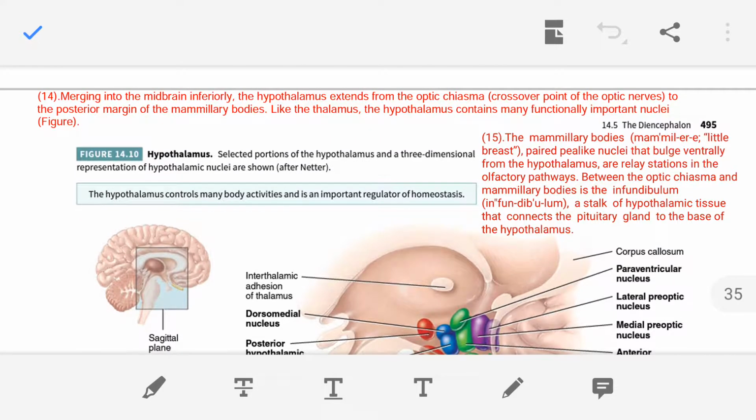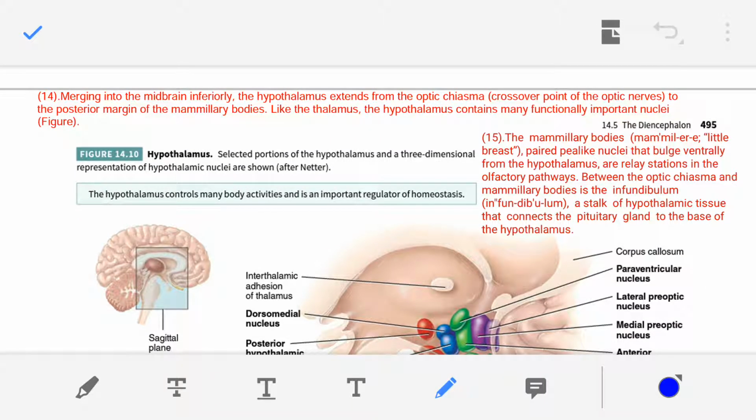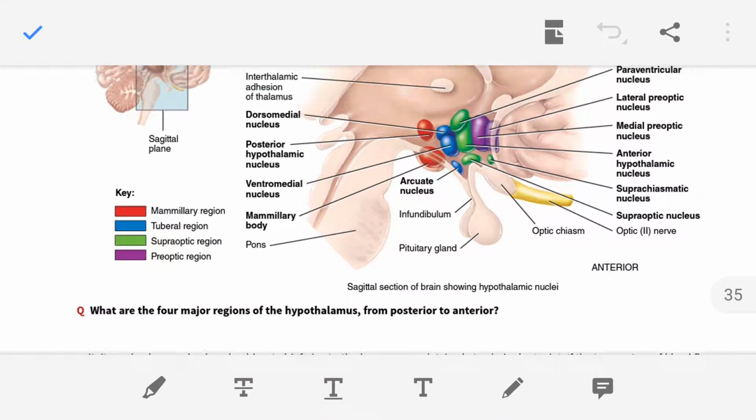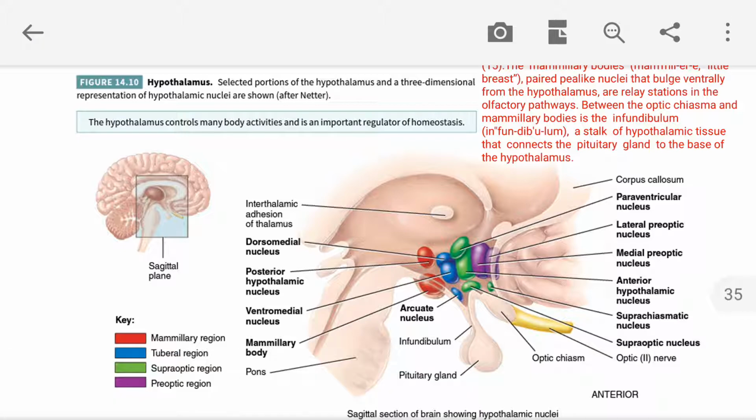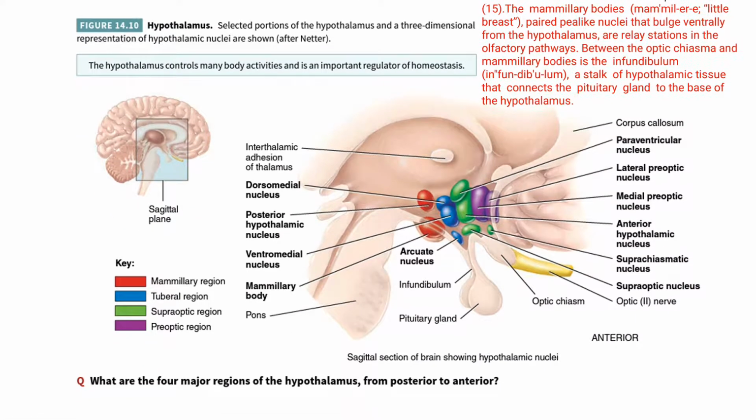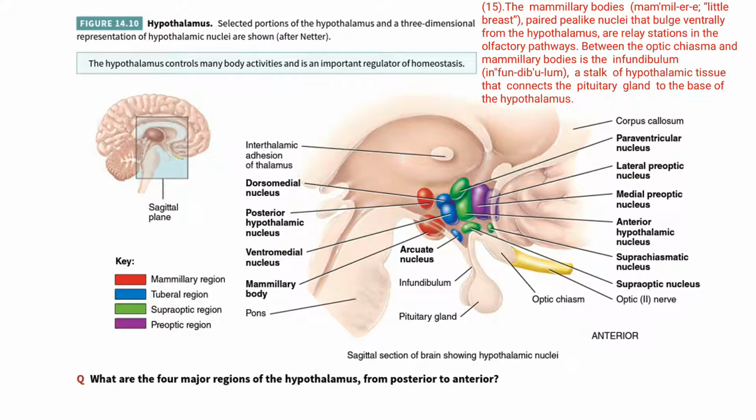Now, the way the thalamus was having nuclei, the thalamus is a form of nuclei, in the same way the hypothalamus also contains many functionally important nuclei in its structure. So here this figure explains everything regarding the hypothalamus. You go through this figure and try to remember all the names which are mentioned in the figure.